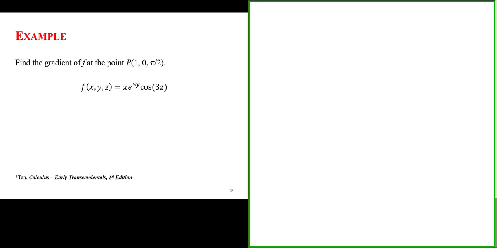Let's find the gradient of f at the point x equals 1, y equals 0, and z equals pi over 2. Our function f is given to be a function of x, y, and z equal to x e to the 5y times the cosine of 3z.